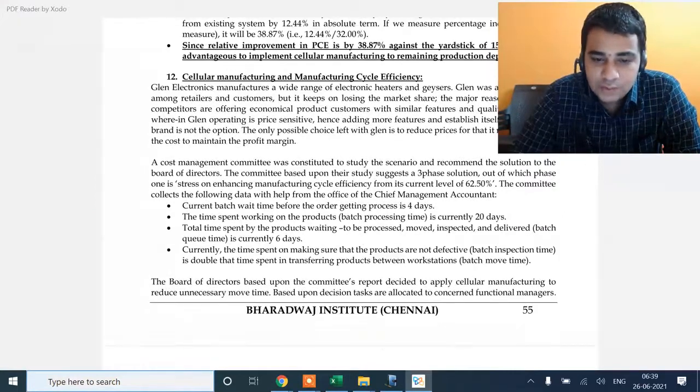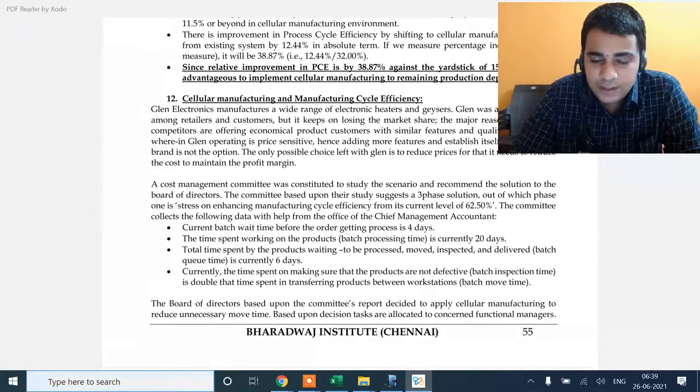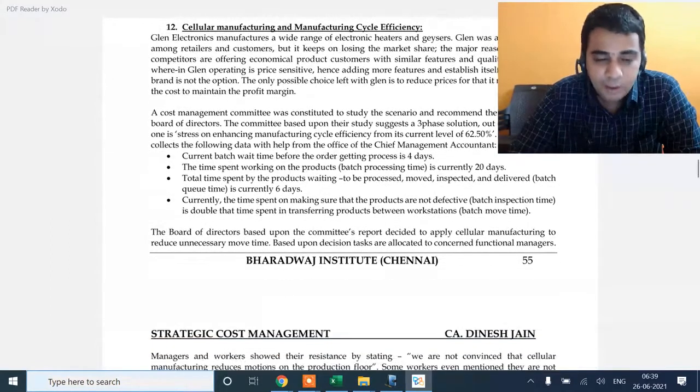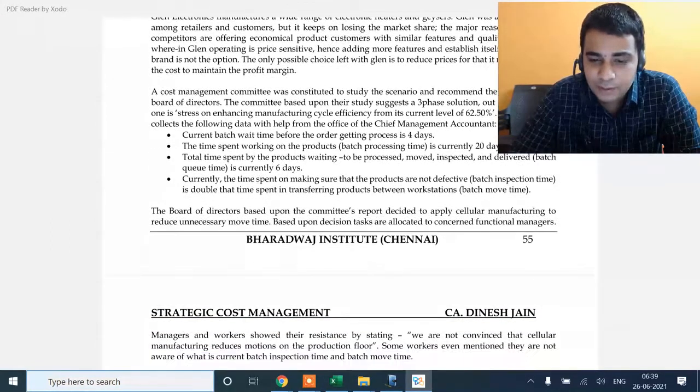The board of directors is looking at a three-phase solution. In that, the first phase is improving the manufacturing cycle efficiency. I'll discuss it in some time. I've already discussed it; let's see how many of you remember it. Based upon the committee's report, the board decided to apply cellular manufacturing to reduce unnecessary move time. That's the primary objective of cellular manufacturing. It will reduce movement time.